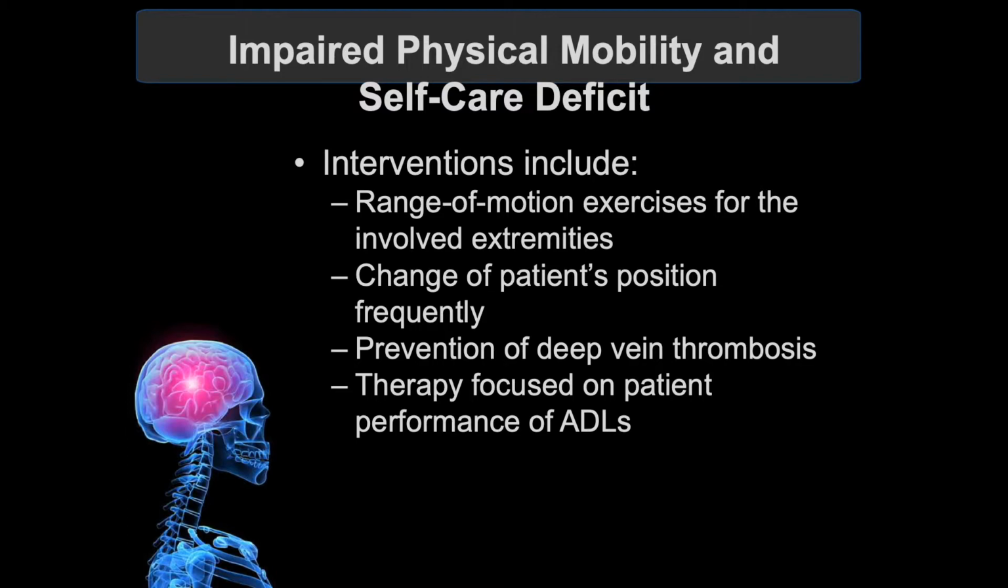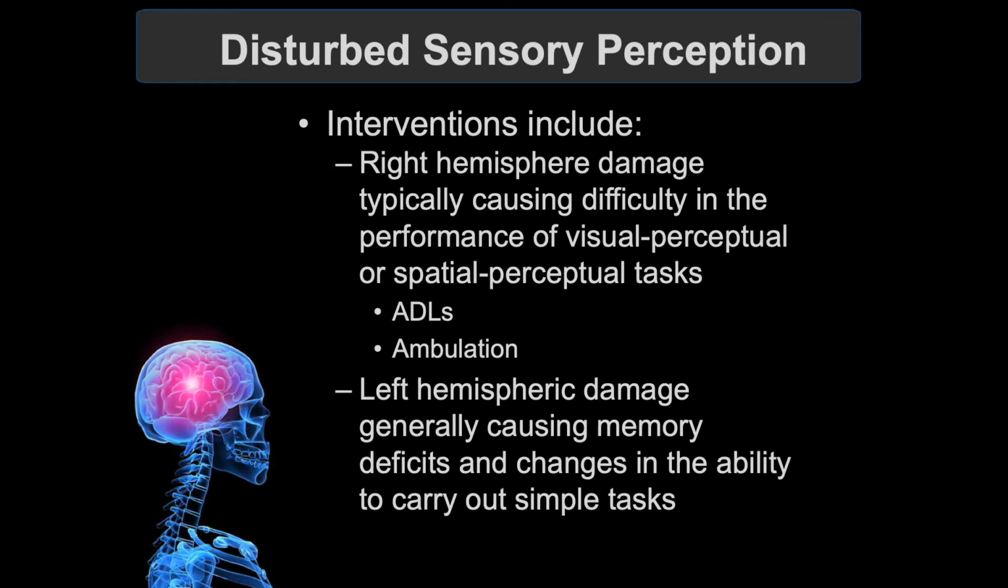The nurse should be aware of interventions for disturbed sensory perception, because it turns out that the right hemisphere damage typically causes difficulty in the performance of visual perceptual or spatial perceptual tasks. This means the patient will need assistance with ADLs in ambulation. Left hemispheric damage generally causes memory deficits and changes in the ability to carry out simple tasks. The intervention there is to provide reinforcement.